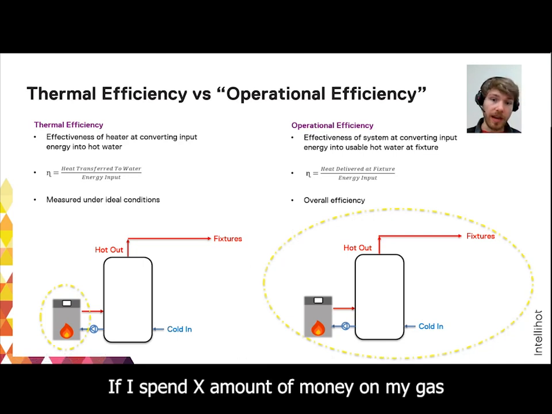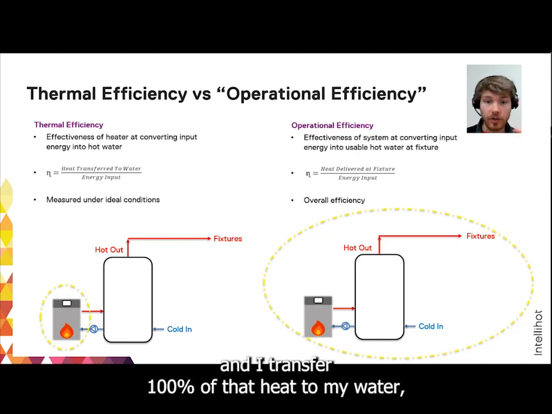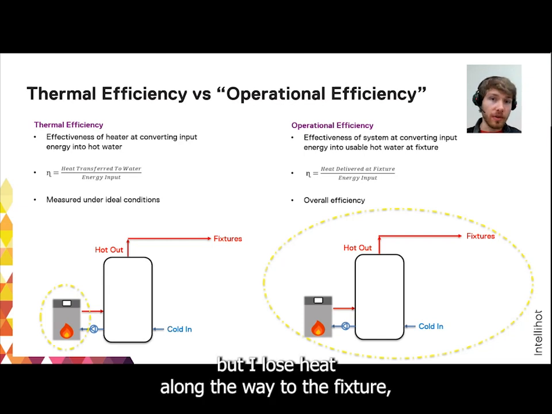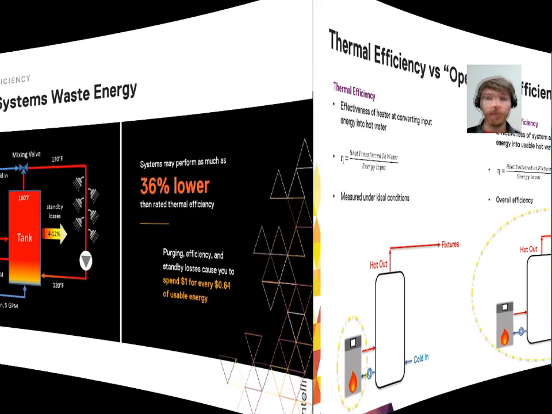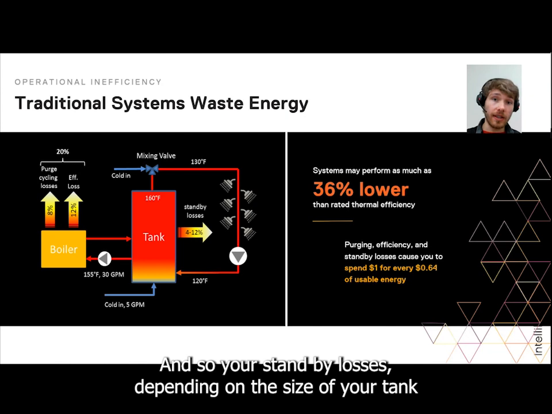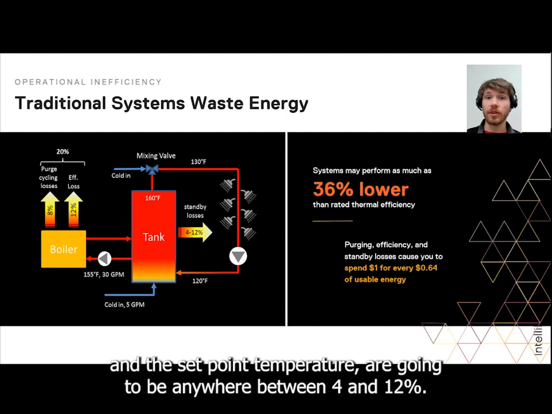If I spend X amount of money on my gas and I transfer 100% of the heat to my water, but I lose heat along the way to the fixture, then I'm still not operating at peak efficiency. And so your standby losses, depending on the size of your tank and the set point temperature, are going to be anywhere between 4 and 12%.